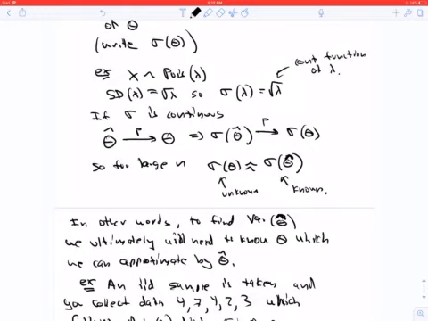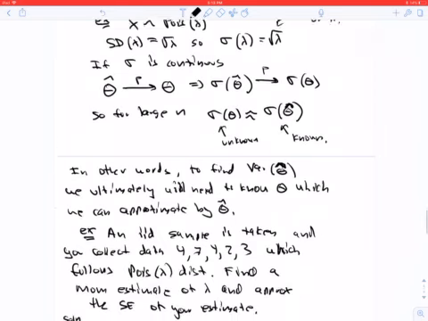Now, if sigma is continuous, then as your estimator converges in probability to theta, which we know happens for a MOM estimate because it's consistent, then sigma of theta hat will converge in probability to sigma of theta. So sigma of theta, which is unknown, can be approximated quite well by sigma of theta hat, which is known.